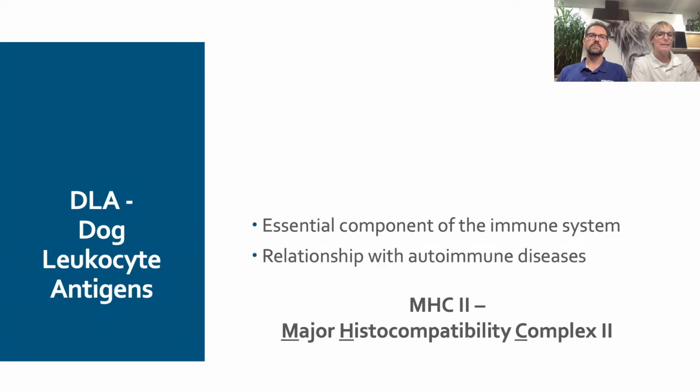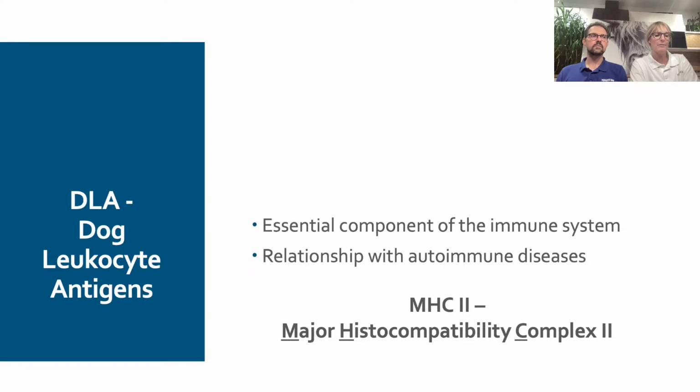So let's give you just a crude overview of DLA genes. Maybe one of you have already heard what it is. It's the so-called dog leukocyte antigens. That's special genes of the immune system. They are essential for the immune system. So in the case that the dog wouldn't have these genes, he or she wouldn't be able to live. And the other side is these genes have a relationship with autoimmune disorders.